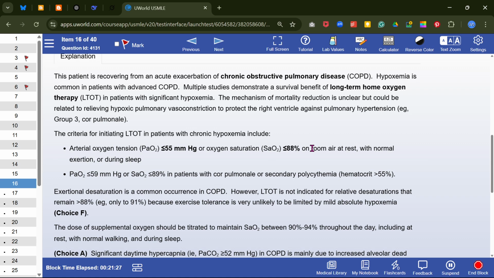Exertional desaturation is a common occurrence in COPD. However, LTOT is not indicated for relative desaturation that remains more than 88%, because exercise tolerance is very unlikely to be limited by absolute hypoxemia.